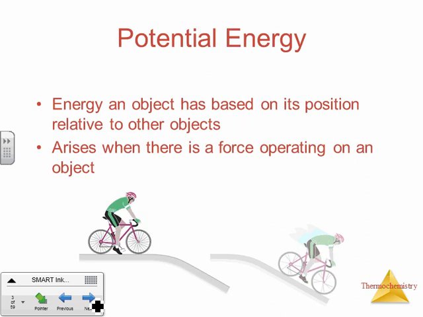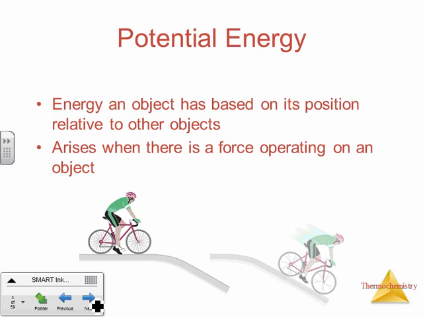Okay, potential energy versus kinetic energy. This is very basic stuff that you've talked about a long time ago. Potential energy is the energy an object has based on its position. So the classic example is something that's up high that could fall. That has a lot of potential energy.